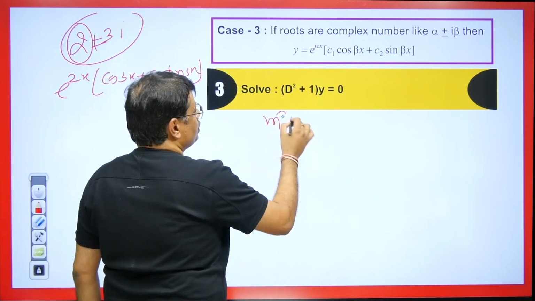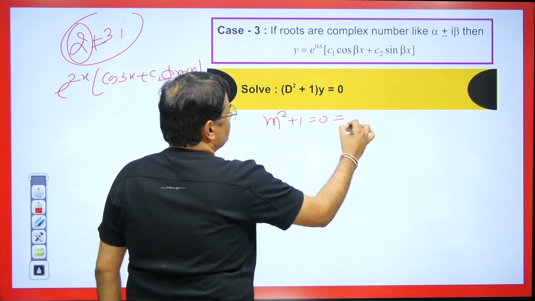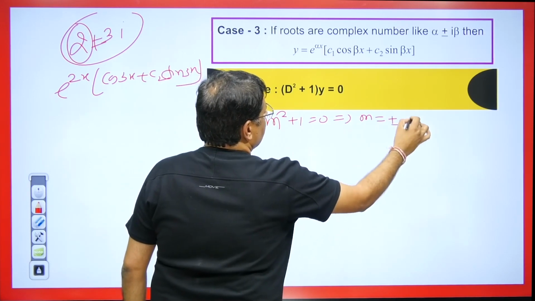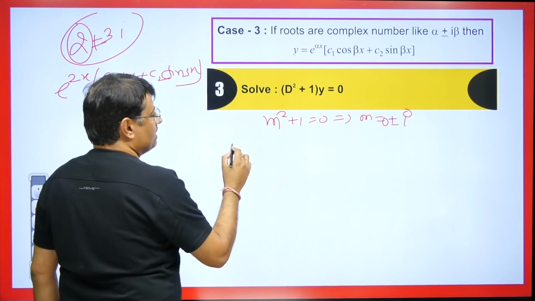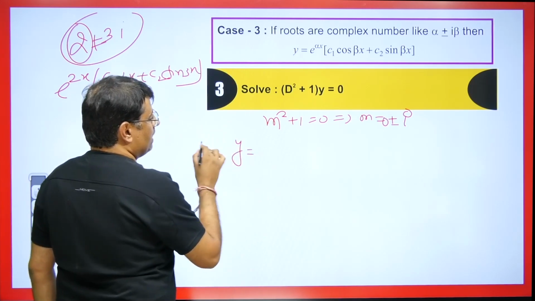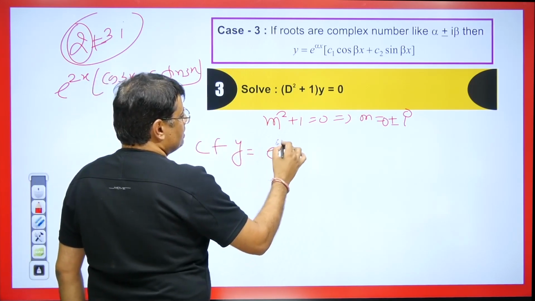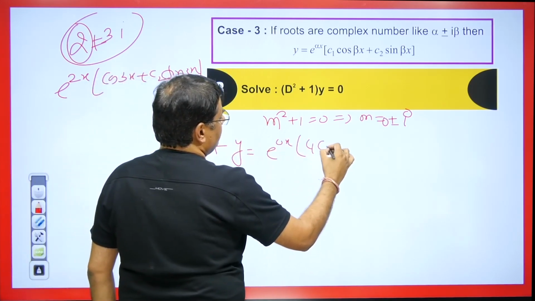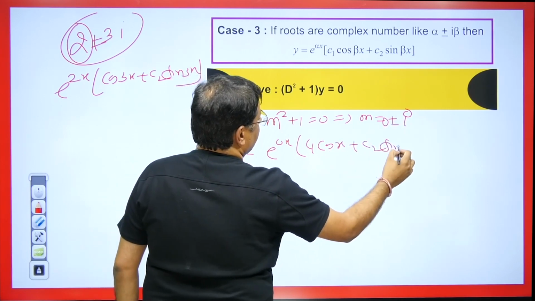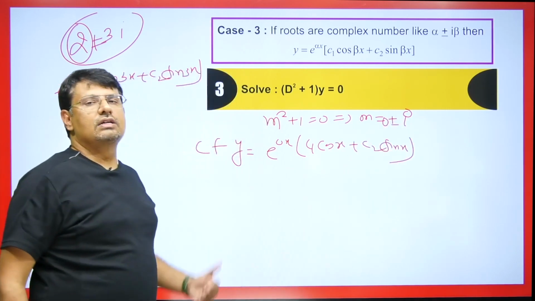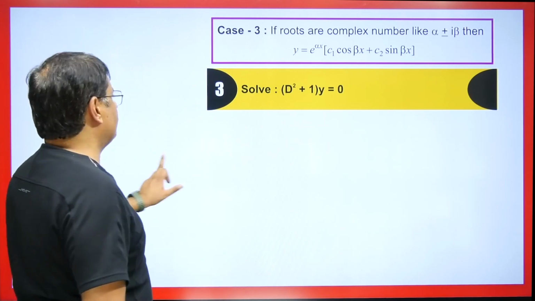Now let me discuss this. You will see it is m square plus 1 is equal to 0. On simplifying it, we get m is equal to plus or minus iota. Its real part is 0, right? If the real part is 0, then what will we get in the CF? It will be e to the power 0x, which is 1 only, times C1 cos x plus C2 sin x. So we will get the CF. In this way, we solve it.